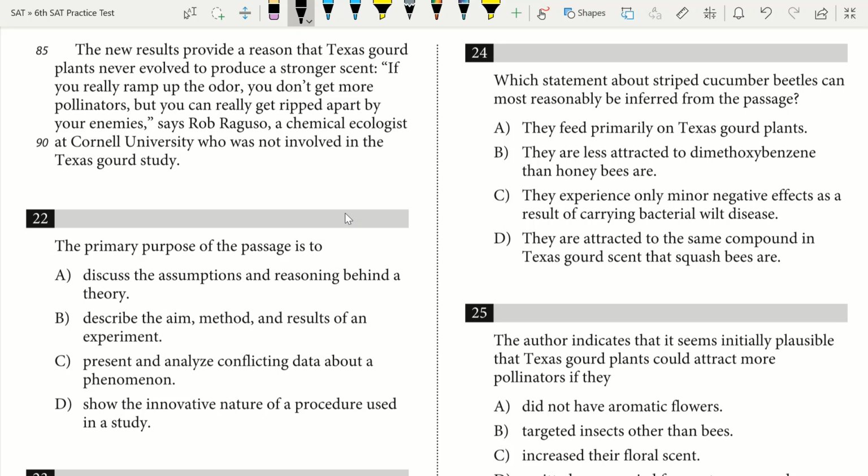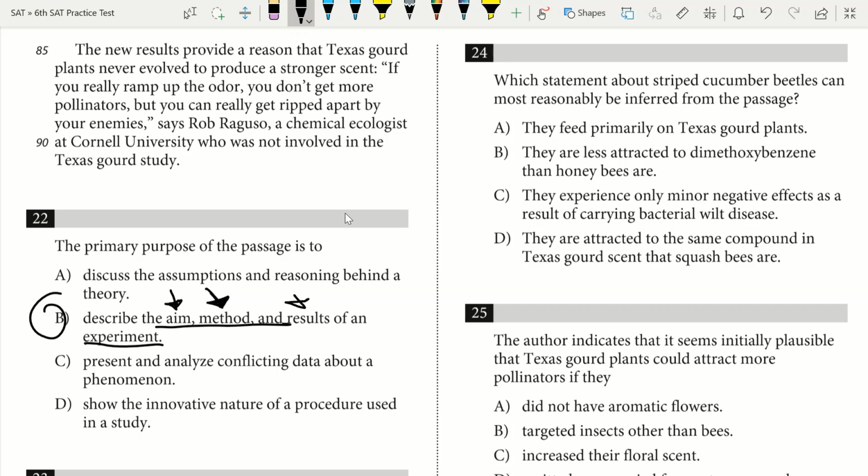Well, the purpose of the passage as a whole is to describe the aim, method, and results of an experiment. This whole passage is really about that experiment dealing with those beetles and those pollinating bees and those Texas gourds. So we describe the aim. So what are we aiming to do with this experiment? We talk about that in the first couple paragraphs. Then we describe our experimental design. We discuss how our experiment is set up, what we do, the waking up at 3 a.m. to go out there and record the observations of those plants.